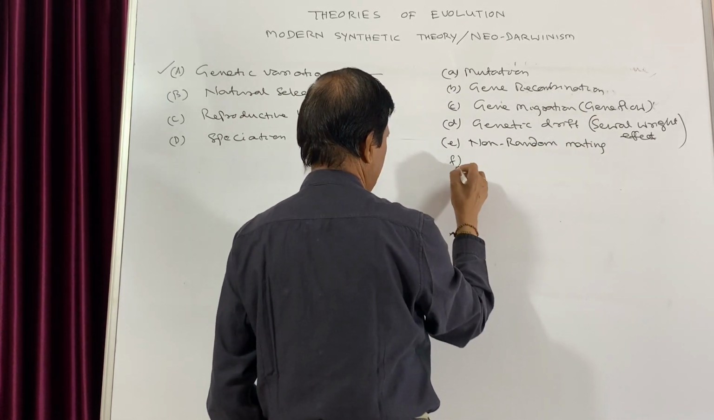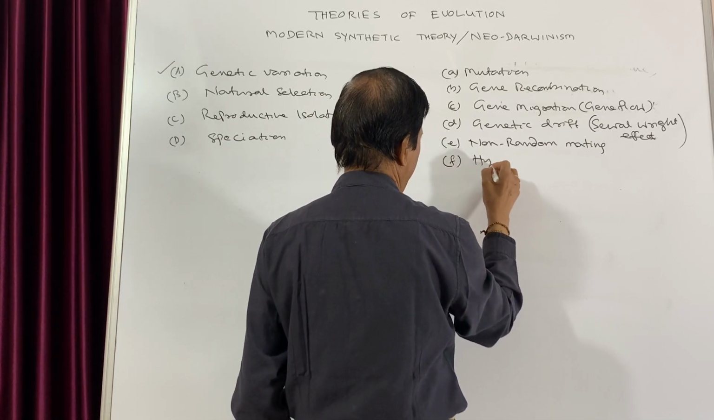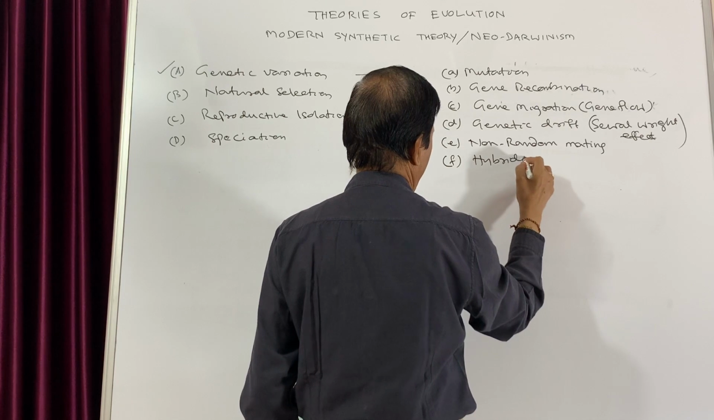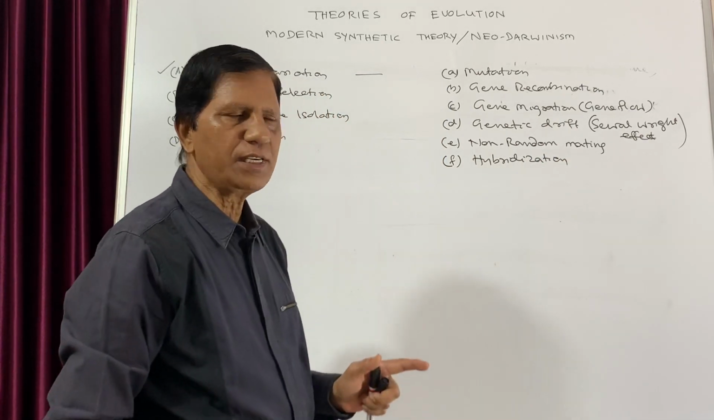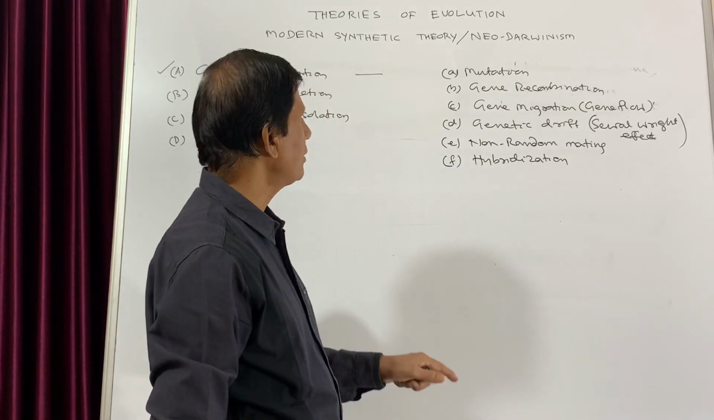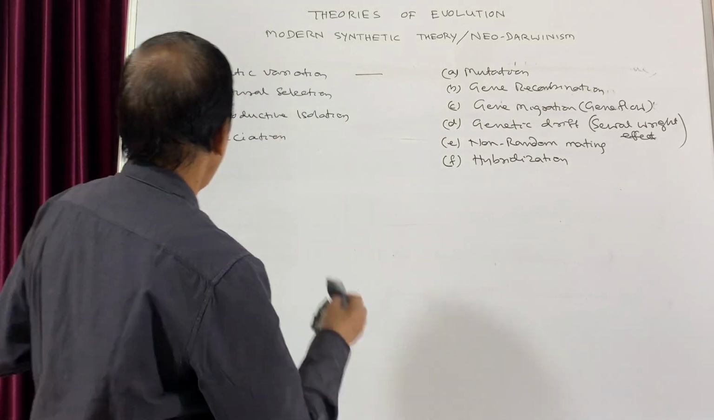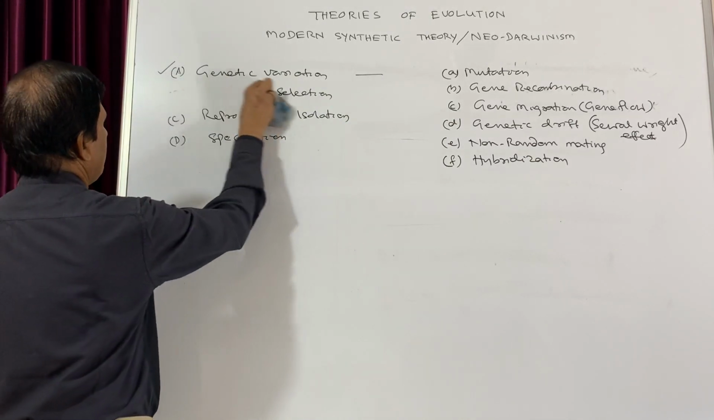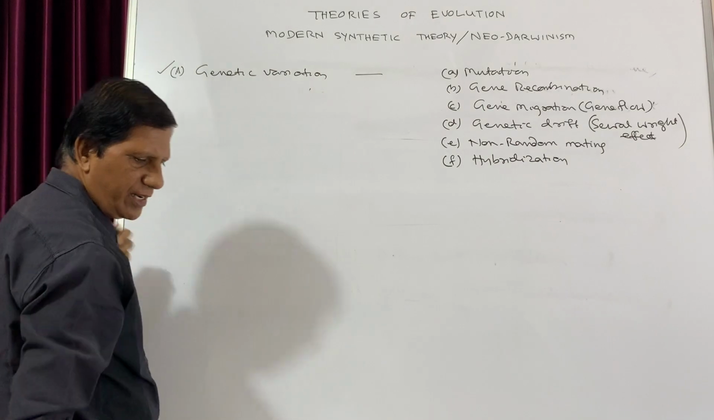And the last point that we'll discuss is hybridization. That means, due to these 6 different reasons, the genetic variation takes place. So we'll discuss this later on. Let us discuss this first: genetic variation.